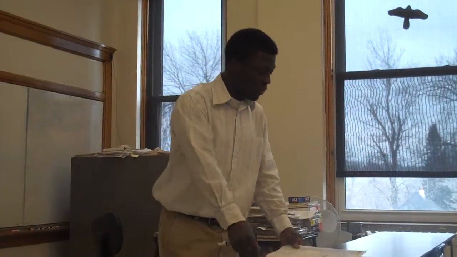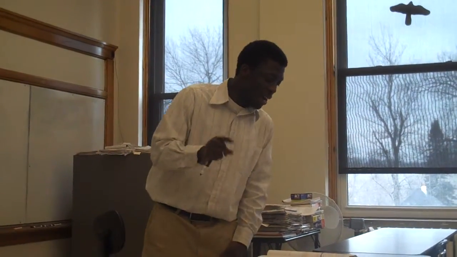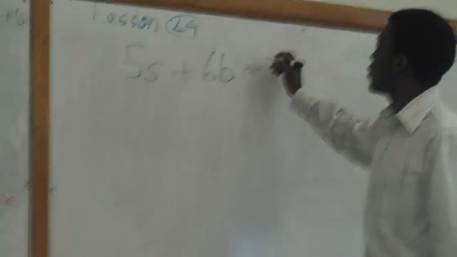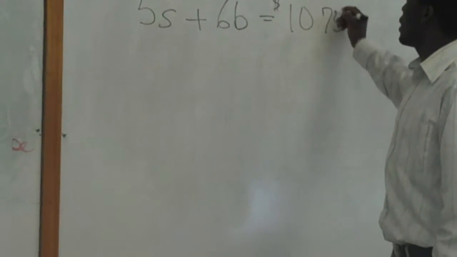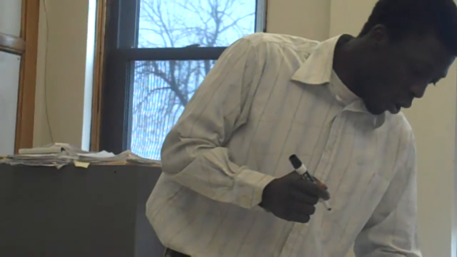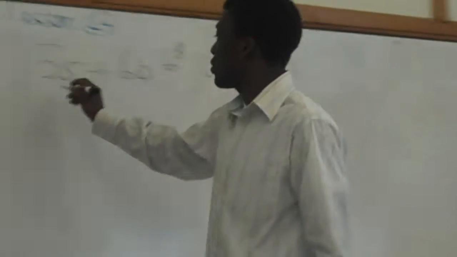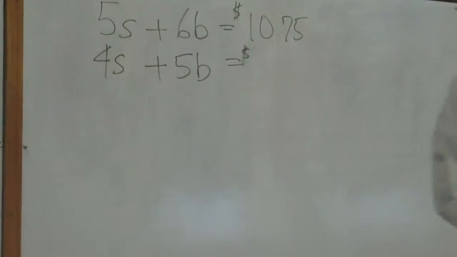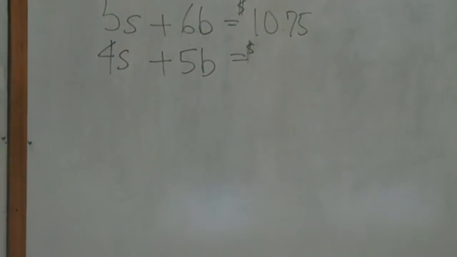So the first thing we want to do is write, let's use letters to represent each item. For spiral notebooks, we're just going to say S, and for book covers, we're going to say B. So she bought 5 spiral notebooks and 6 book covers for $10.75. Her sister bought 4 spiral notebooks and 5 book covers, and the cost for that was $8.75.